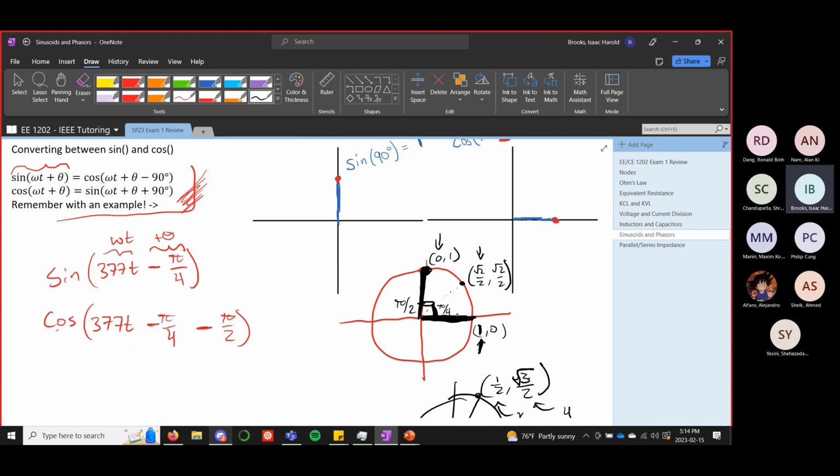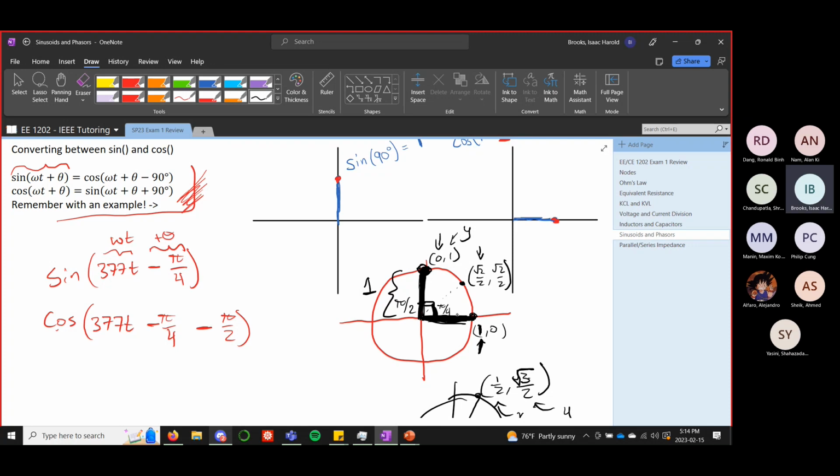So the cosine of 0 degrees, if you're starting here, the angle here is 0. The cosine of 0 is 1, because you're intersecting this point (1, 0), the x-coordinate is 1. The sine of pi over 2 is also 1, because that's when you're straight up, you've got a length of 1. And your sine is your y component.